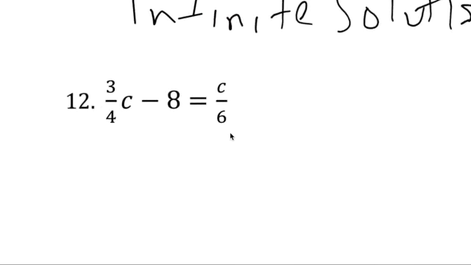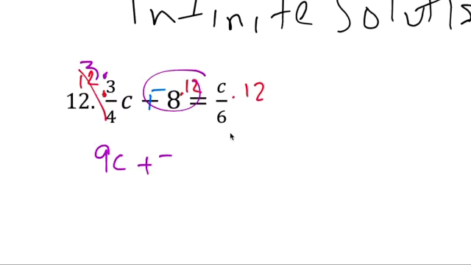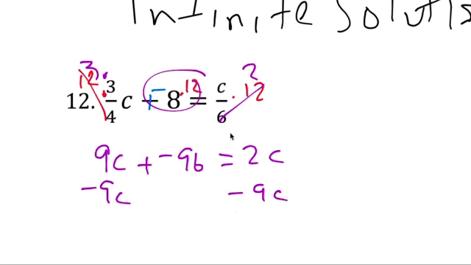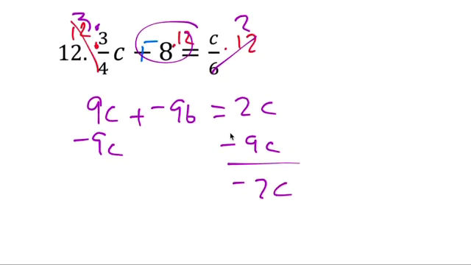Okay, here, additive inverse, you would multiply all of it by 12. Okay, divide that, you get 3. 3 times 3 is 9c. You get that, plus a negative 96 equals to 2c minus 9c. You get negative 7c there. Equals to, that's negative 96.